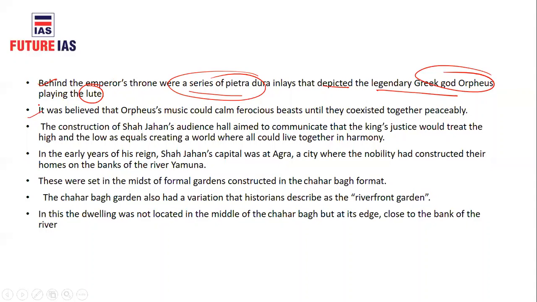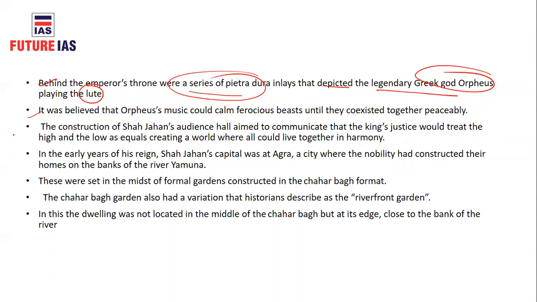And you must also understand that the main purpose of the construction of this audience hall is to communicate to the people, to the citizens, regarding the king's justice, isn't it? And it is also to project that in the eyes of the king there is no such inequality, no such high and low. Everyone is equal, and everyone can live together harmoniously in the reign of the king.